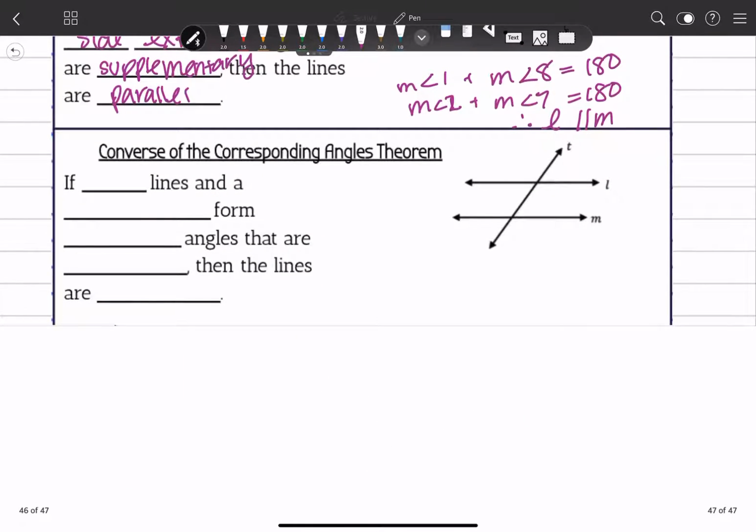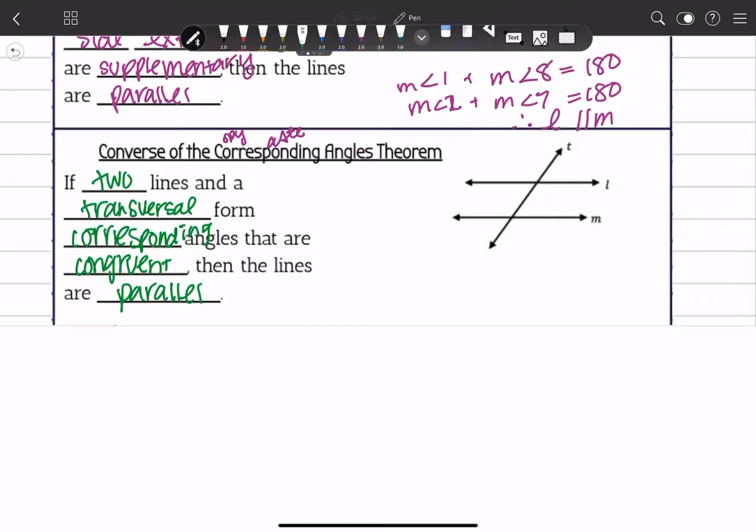This last one is the converse of the corresponding angles theorem. So remember, this is our copy, paste. So if two lines and a transversal form corresponding angles that are congruent, they have to be congruent first, then the lines can be considered to be parallel.